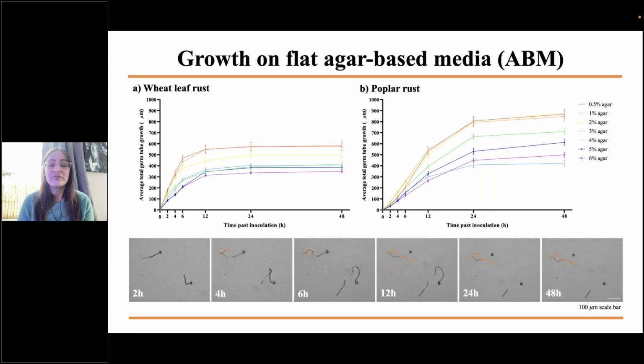We did see for both of these that it had a preference for lower agar concentrations over the higher ones. It's possible that this is because they are less stiff, but also a little bit more wettable.